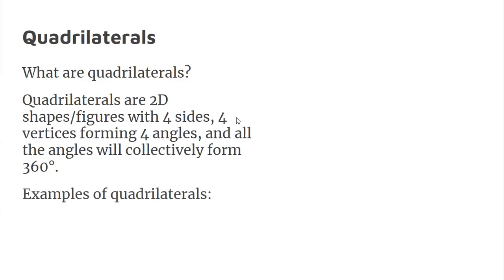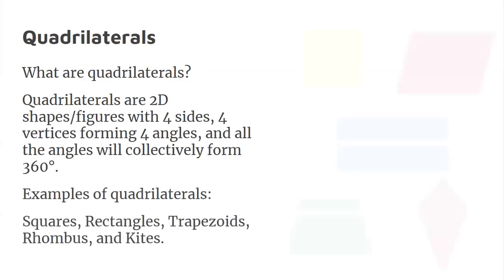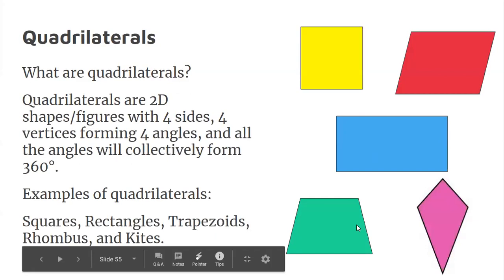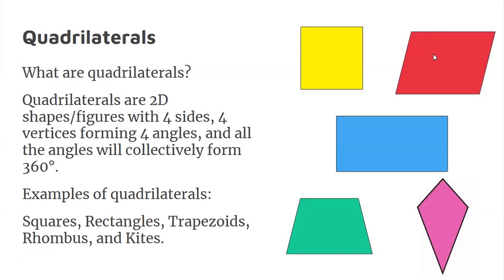So examples of quadrilaterals. Here we have squares, rectangle, trapezoid, rhombus, and kite. I might have accidentally said this as a parallelogram, but don't worry. A rhombus is a parallelogram. You'll learn this when you go up the grades, I believe when you go to 9th or 10th grade.